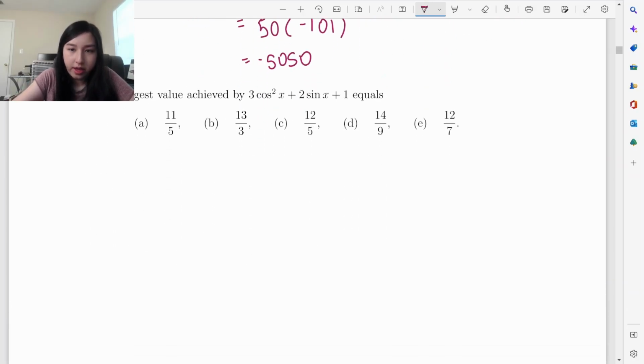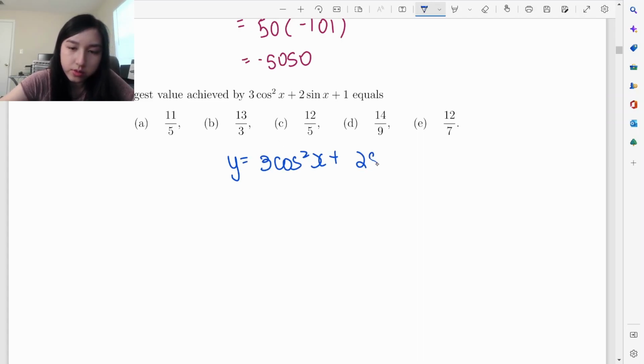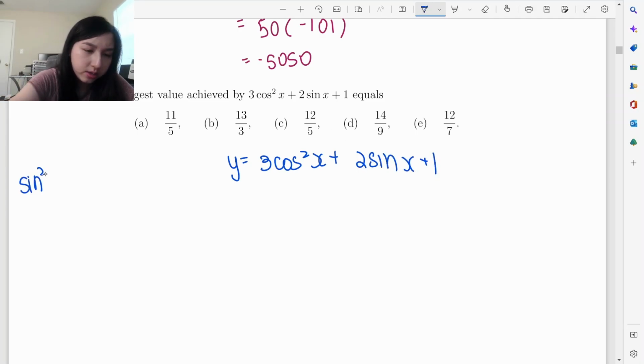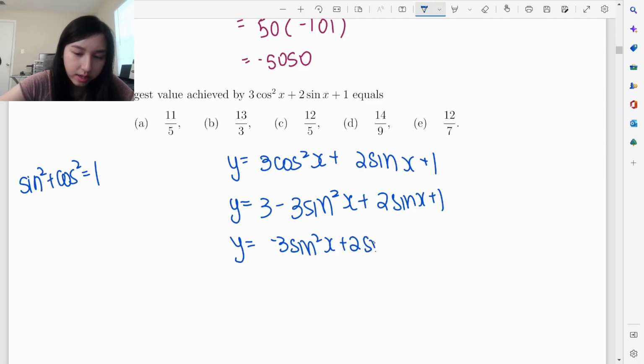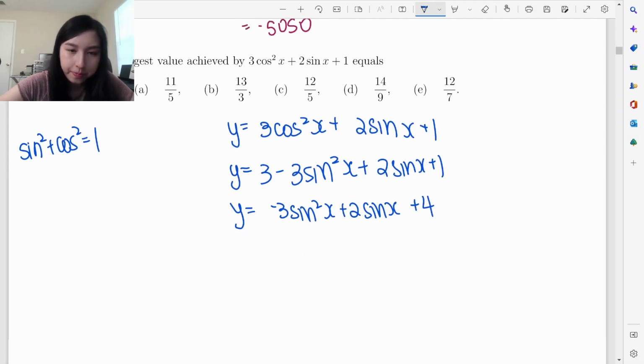Right, let's look at this one, largest value. So if we have y equals 3 cos squared x plus 2 sine x plus 1, Pythagorean identity: sine squared plus cos squared equals 1. If we change everything to sine, 3 minus 3 sine squared x plus 2 sine x plus 1, combine like terms, negative 3 sine squared x plus 2 sine x plus 4.